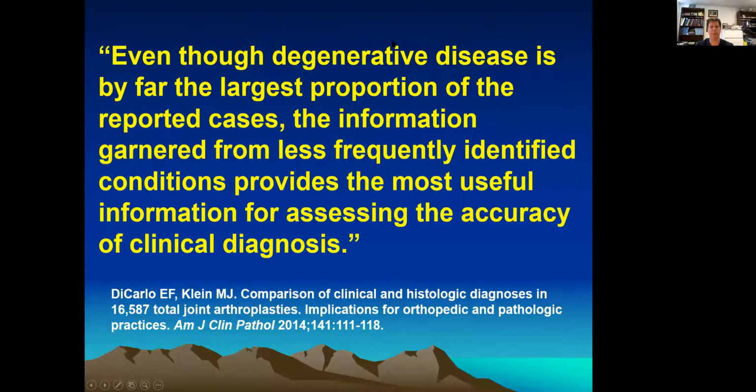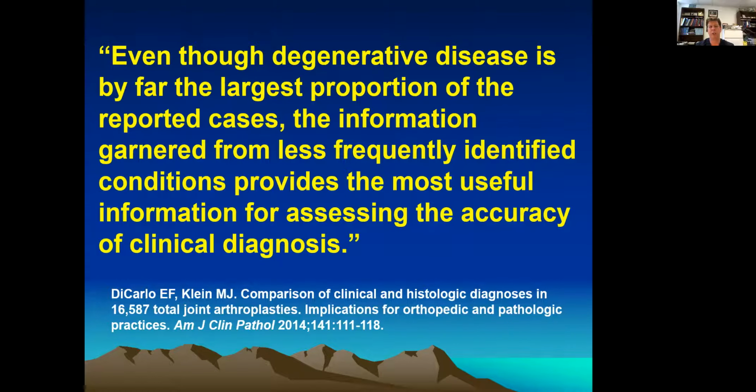And that brings me back to this point. DiCarlo and Klein made this point, because one of the arguments I've had people make about this is, well, actually, we do very well. Look, the majority of cases we're recognizing, and that's true, but the majority of cases represent degenerative joint disease. Again, I use the analogy of a pap smear. If I have 100 pap smears, the vast majority will be totally normal. I could guess and I would be right the vast majority of cases, but that's not why we do the pap smear. We do the pap smear to recognize those cases that are abnormal.